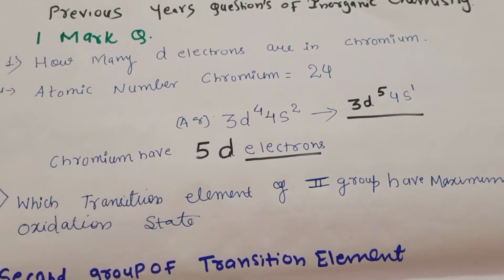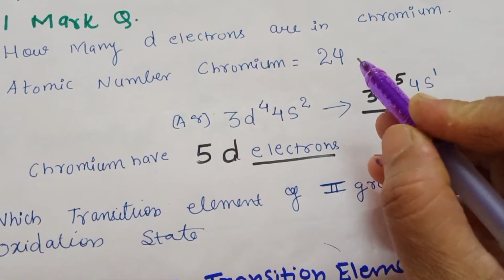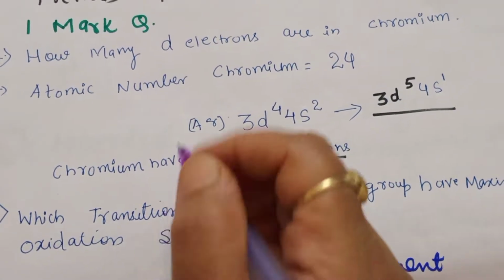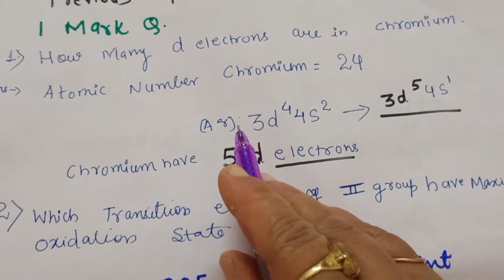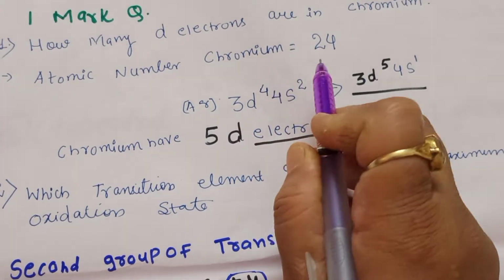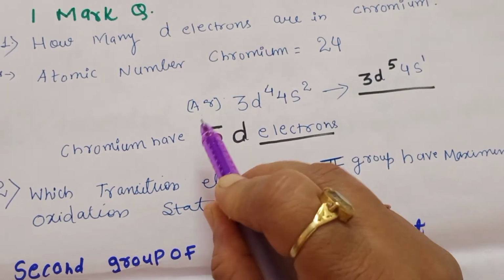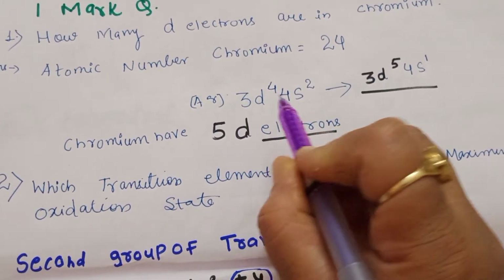So students, we know the atomic number of chromium. It is 24. So when we write the electronic configuration, we can write it for argon. We know the atomic number of argon is 18. So 18 and 4 is 22, 22 plus 2 is 24. So we can just directly write argon 3d4 4s2.